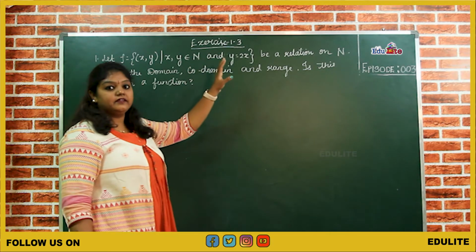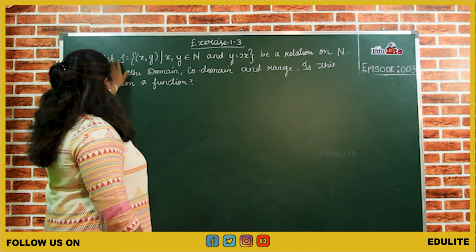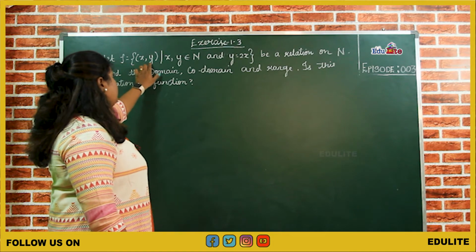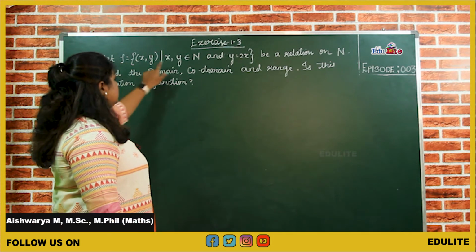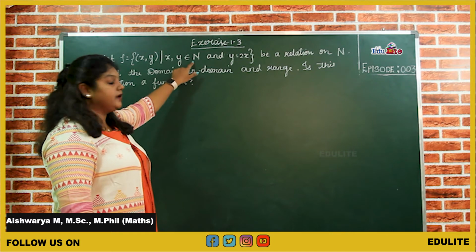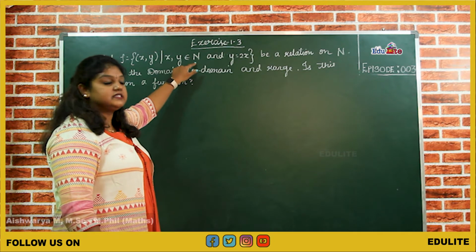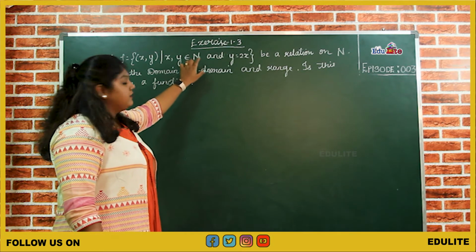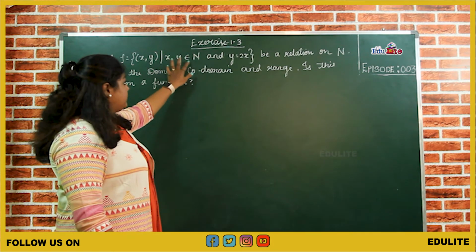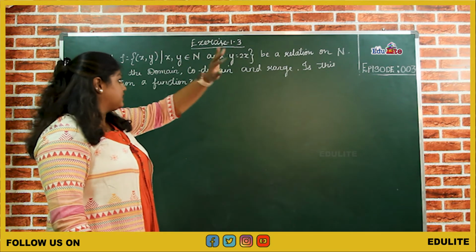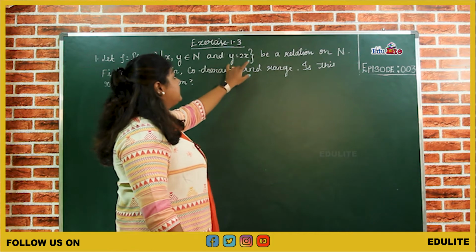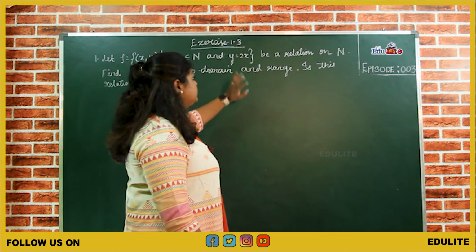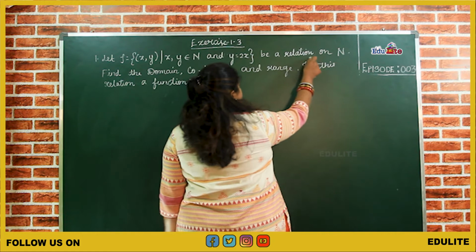So exercise 1.3, in that first problem, let f equal (x, y). In this function, x and y both are natural numbers. Natural numbers means we know that it starts from 1 and it doesn't end anywhere. So x and y belong to natural numbers 1, 2, etc., it goes on, and y is nothing but holds a function y equals 2x. Be a relation on N.